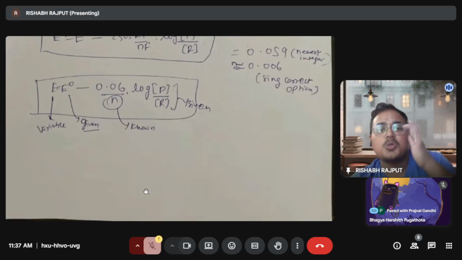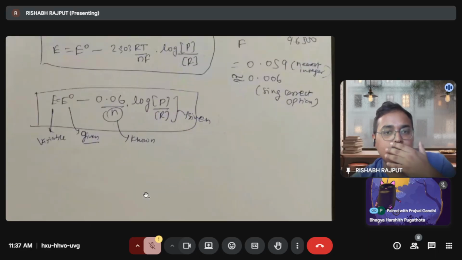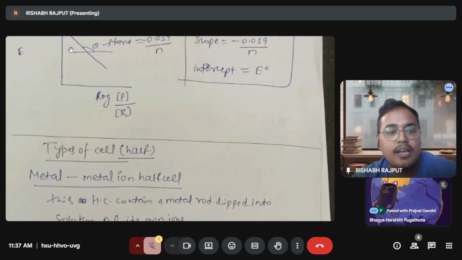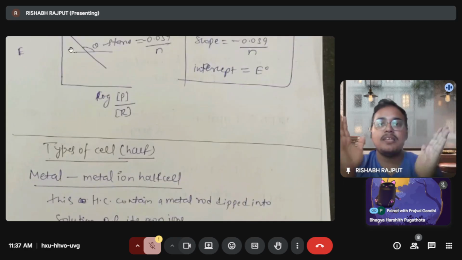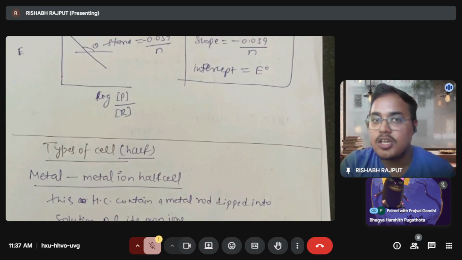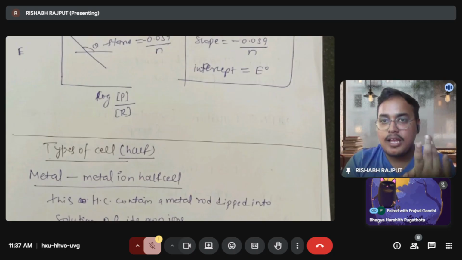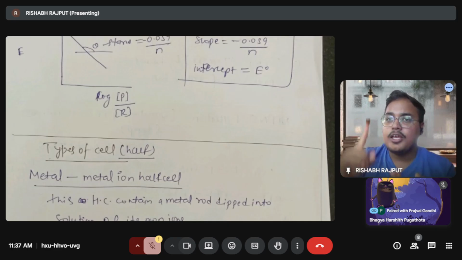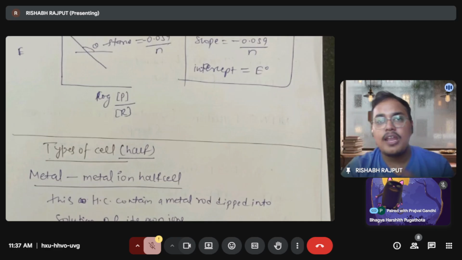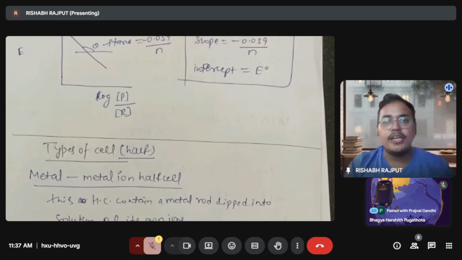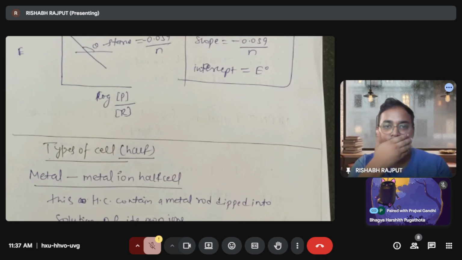So we will now solve a question. Some topics are there that I will tell you here. It is also important. Please see, guys, this Nernst equation you can use for anode half cell, for cathode half cell, and for full cell also. So whenever they ask for anode half cell, cathode half cell, or full cell, you can use this formula in every case. No problem.